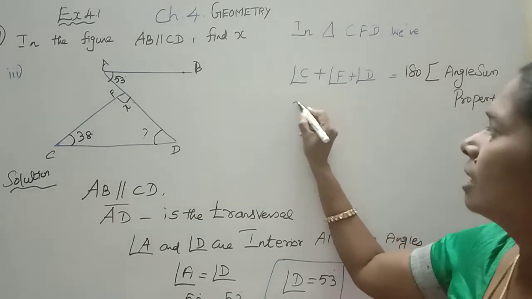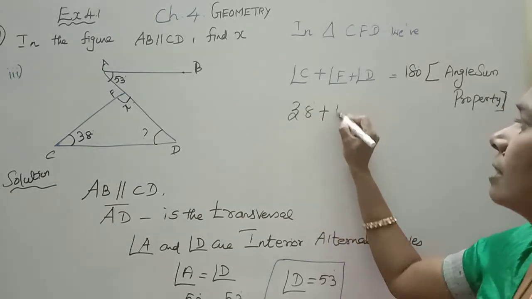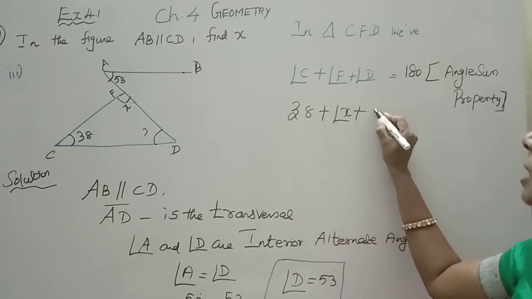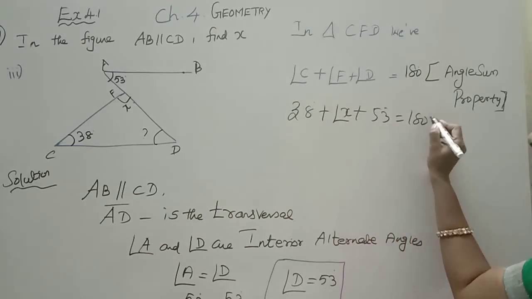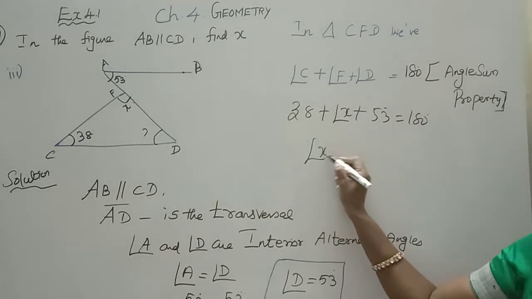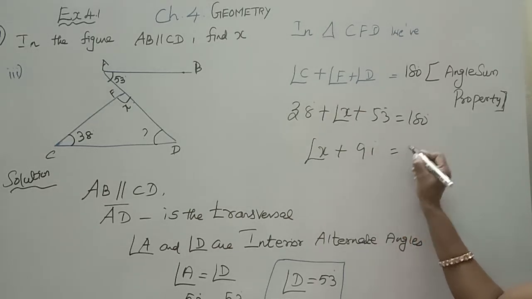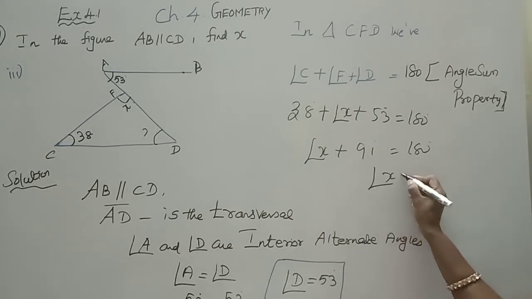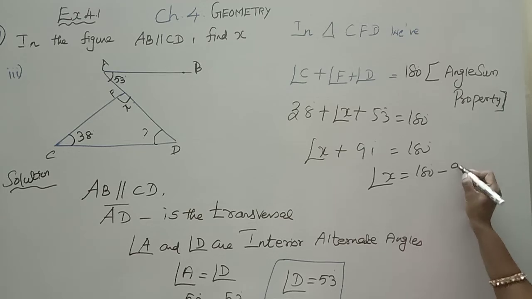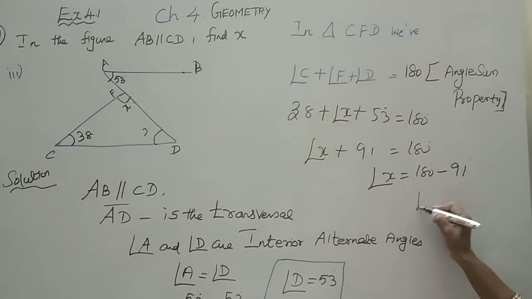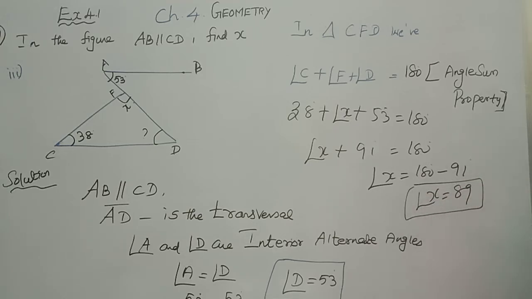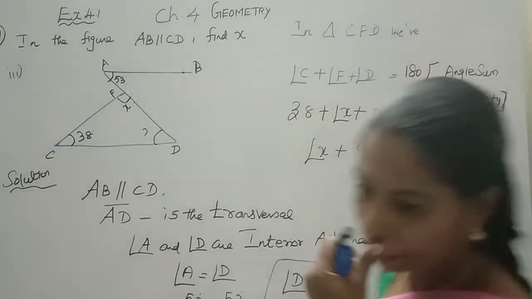Therefore, angle C is 38. Angle F is x, plus angle D is 53, equal to 180 degrees. Now angle x plus 38 plus 53, that is 91 degrees, equal to 180 degrees. Therefore, angle x is equal to 180 minus 91. You are getting angle x equal to 89 degrees, because 90 plus 90 is 180, but here it is 91, so directly we get the subtraction. X is equal to 89 degrees. Okay. Thank you children. Next sum.